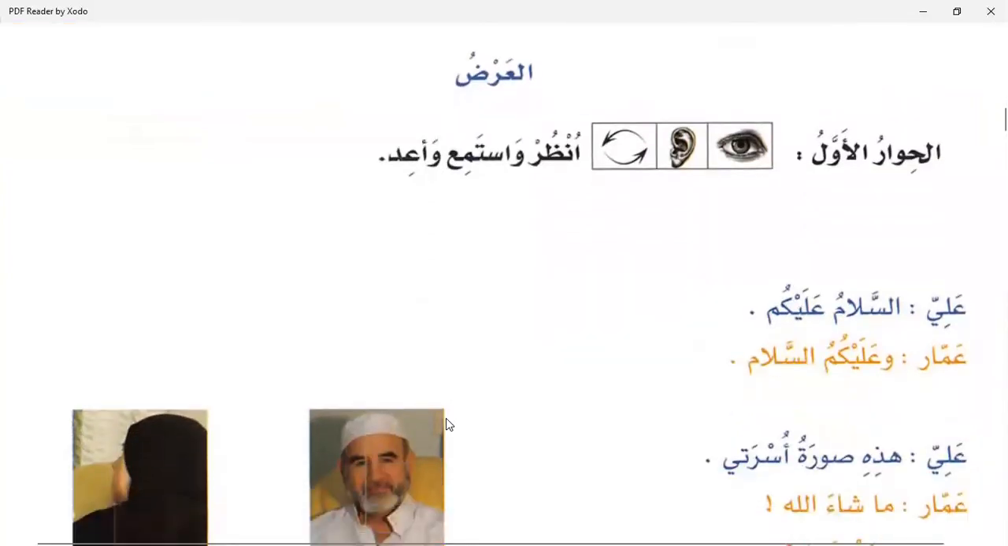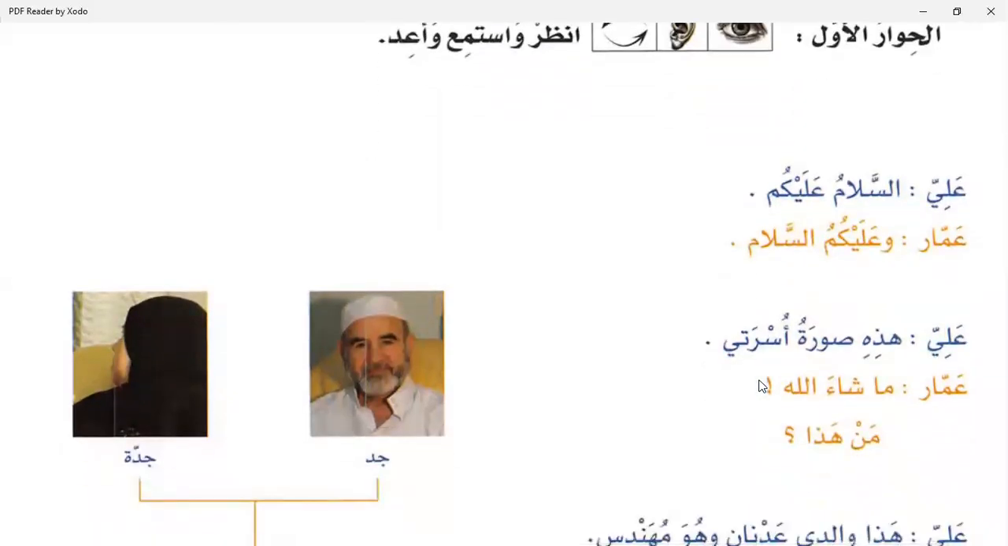Ali says, Assalamu alaikum, peace be upon you. Ammar replies, Wa alaikum assalam, and peace be upon you too. Ali says, Hazihi suratu usrati. This is my family picture. So here the word Hazihi means this. And this word Hazihi is used for feminine words only. Sura means picture. Usra means family, and ye means my. Usrati, my family. This is my family picture.